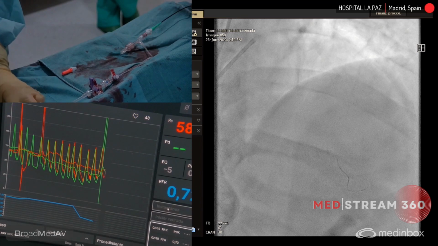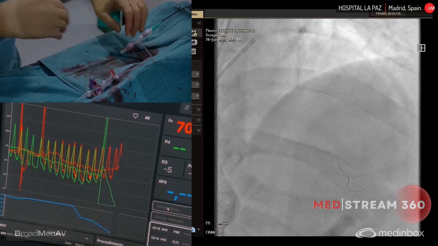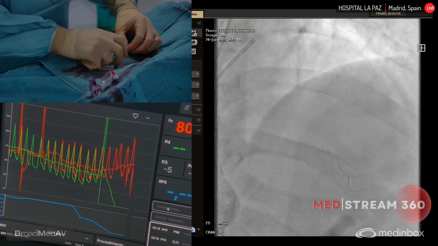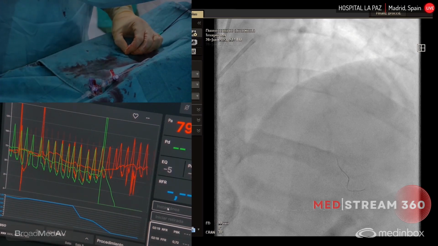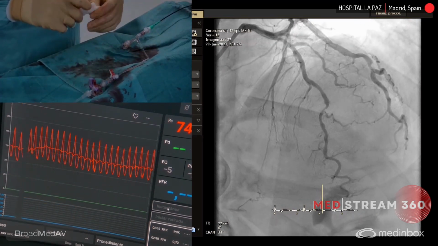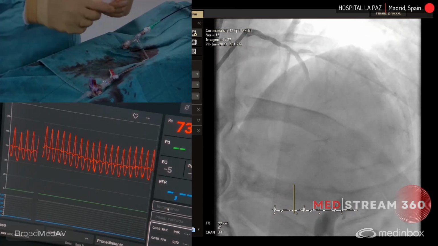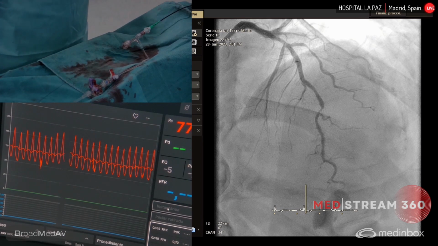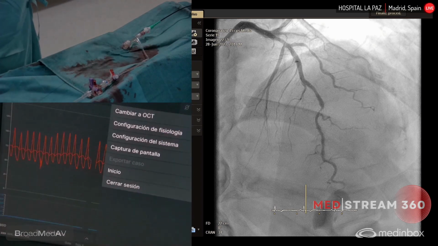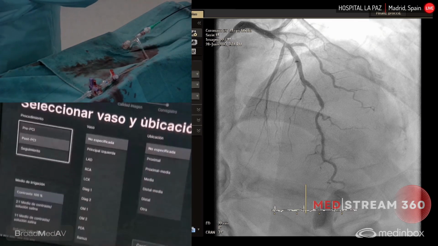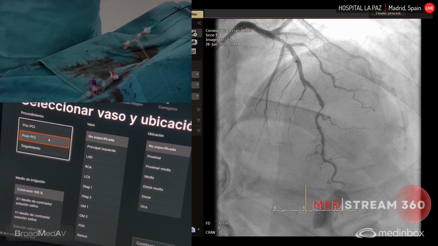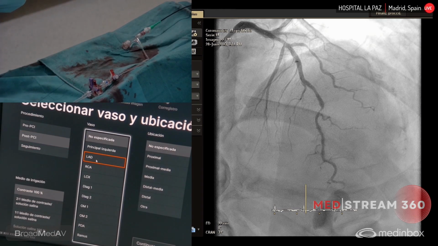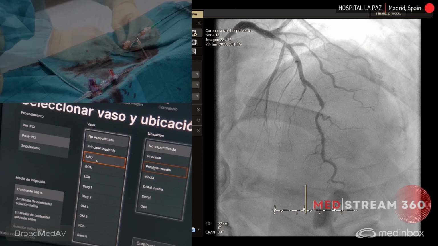Okay, so we are not doing more measurements. We're going to predilate this lesion through this wire. So in this study, if we measure an FFR under 0.75, we have to treat the lesion and then optimize with OCT. So we are predilating the lesion, and then we will switch again to the OCT mode to confirm the result of the stent. Yes, this is the pressure wire of Abbott. That is the conventional one.